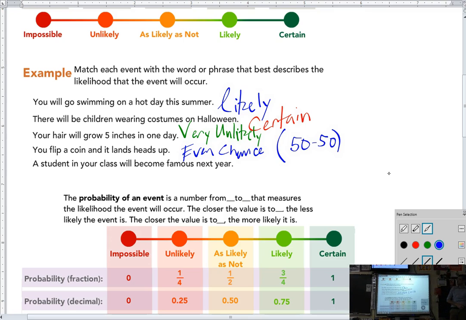And what about a student in your class will become famous next year? Unlikely. Is it impossible? No. It is not impossible, but it is unlikely. You could say very unlikely, but honestly, we're in Columbus. We're a pretty big metropolis. People could end up on TV. People could end up on YouTube. I would just leave it at unlikely because it could happen.